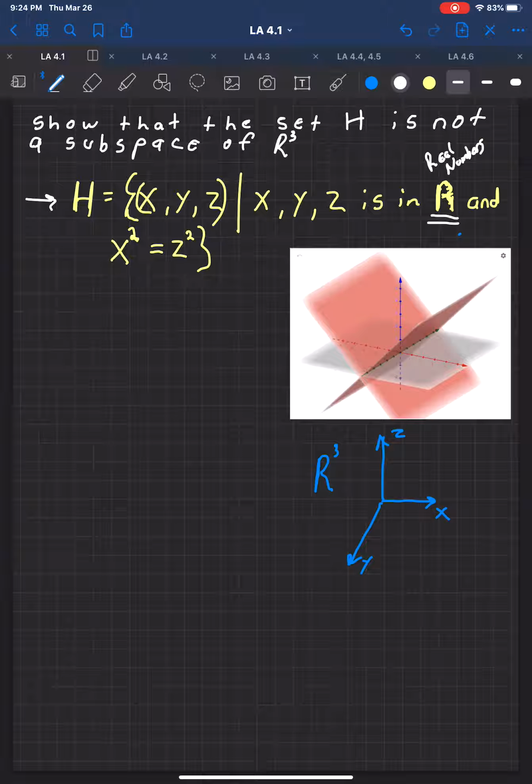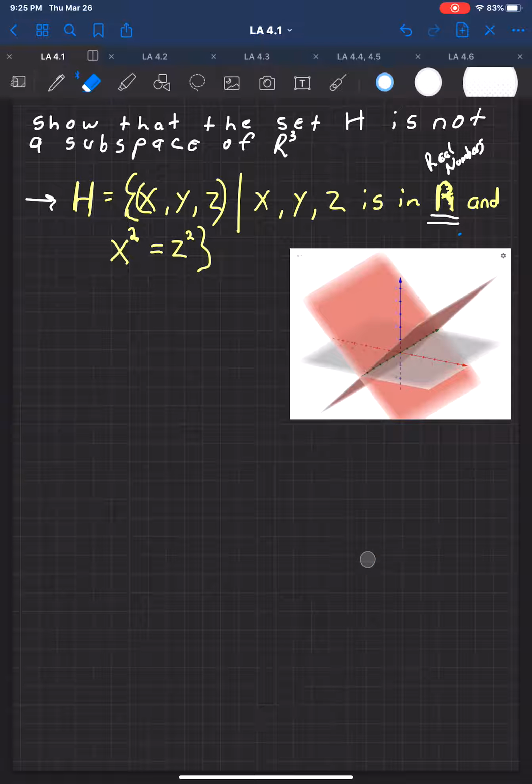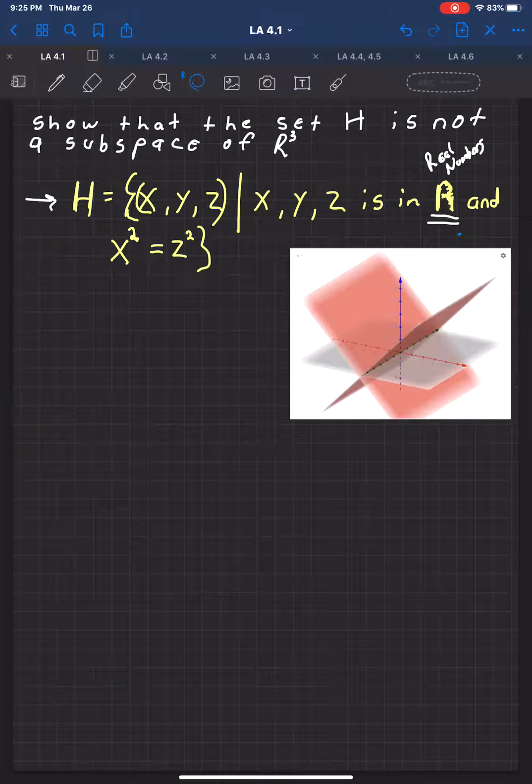They are real numbers, you can think of it as one-dimensional space. They're on the number line. All right, one more time now. H is the set of all points in space such that the x, the y, the z is in R, meaning they are real numbers, and x squared has to equal z squared. All right, so let's go ahead and bring in our conditions that must be met in order to say that it is a subspace.